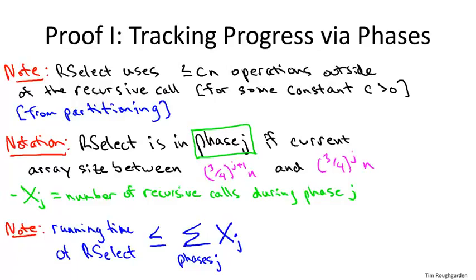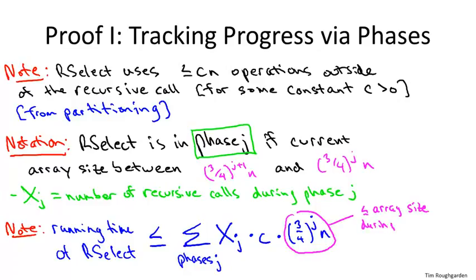So that is, we multiply the running time times this constant c. This we inherit from the partition subroutine. And then for the input length, we can put an upper bound of 3/4 raised to the j times n. So just to review where all of these terms come from, this 3/4 to the j times n is an upper bound on the array size during phase j. This is by the definition of a phase. Then if we multiply that times c, that's the amount of work that we do on each phase j subproblem.